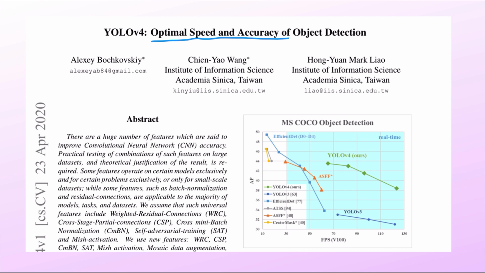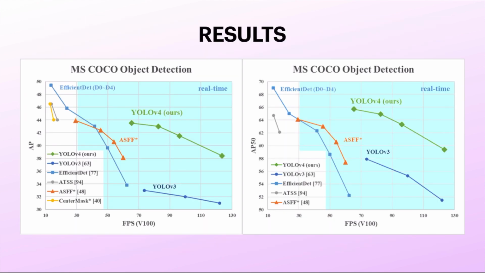Now let us see what they mean by this optimal speed and accuracy. Before going into any details of the architecture and the mechanisms they have used, we will just look at the results. Why they say that this model has the optimal speed and accuracy. So these are the results. You can see there have been many conflicts about whether to use AP, average precision, or AP50 for comparing the different models. But anyway, we will keep that conflict aside and compare both the charts here. If you observe YoloV4 and YoloV3, YoloV3 here is the older one.